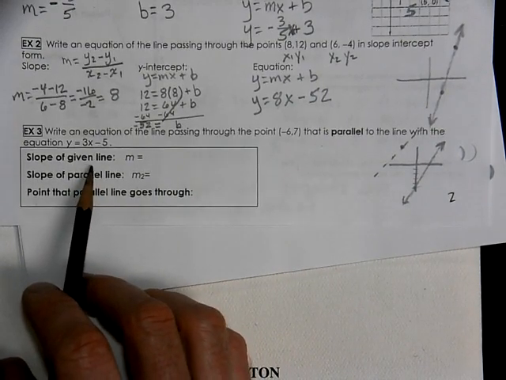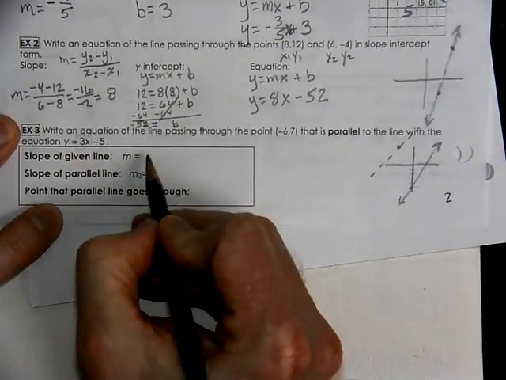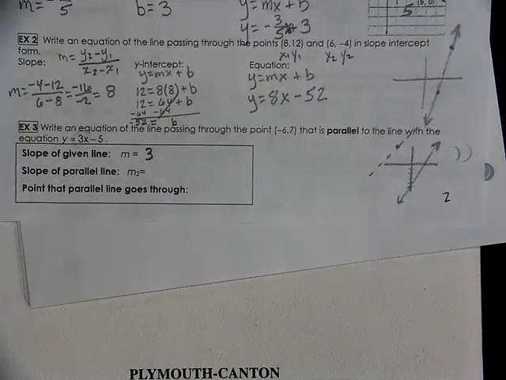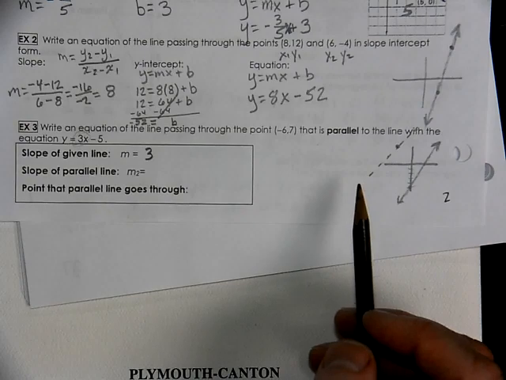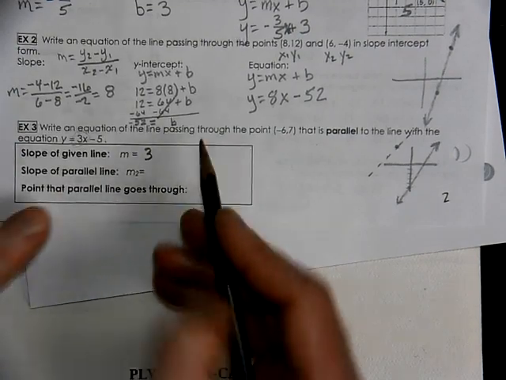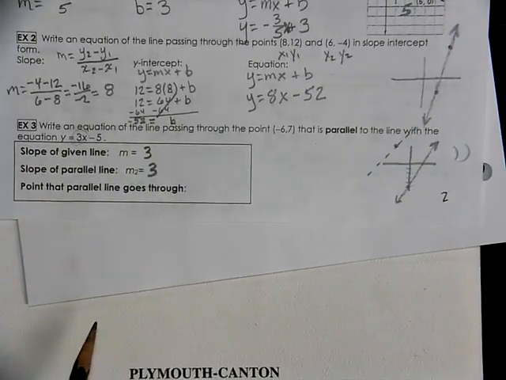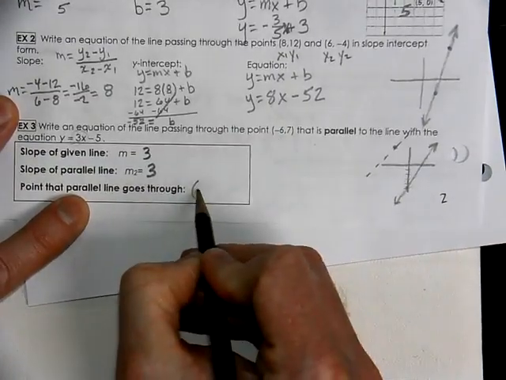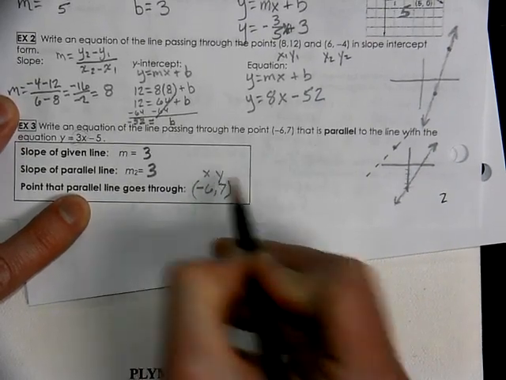What's the slope of our given line? 3. The given line, the slope is right in front of us. It's going to be 3. What's the slope of the line that we're trying to come up with? It's also going to be 3. If we're doing a parallel line, it's got to have the same slope. Parallel has the same slope. The point that this goes through, of course, is negative 6, comma 7. That's going to be our x and our y.